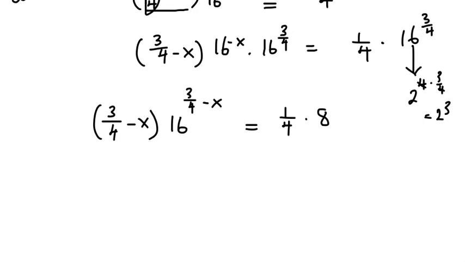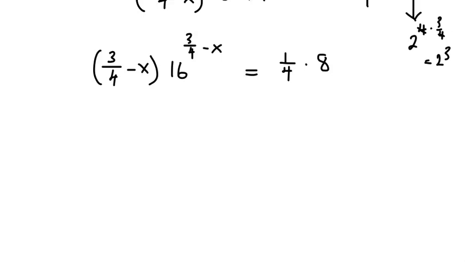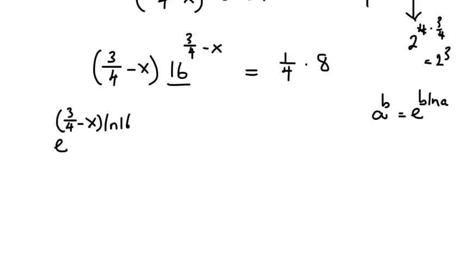So now we already know that the right hand side is already 2, right? Good. Now we can rewrite this 16 to the power of 3 over 4 minus x using this property that a raised to the power of b is equal to e to the power of b times the ln of a. So you can see that property there. So 16 to the power of 3 over 4 minus x will become e raised to the power of 3 over 4 minus x times the ln of 16. Then multiply by here, we have 3 over 4 minus x, right? So this will be equal to just 2 at the right hand side.